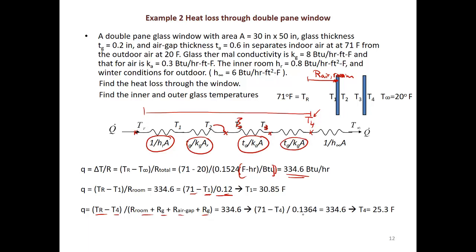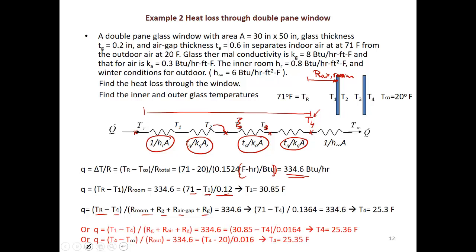If you want a shorter way, then you could have simply not even used this one, the last one, T4. I'm going to only consider between here and here, T infinite and T4, so that's this section right here. So T4 minus T infinite, or T outdoor, divided only by the outdoor resistance. So whatever subscripts you use, those two terminal temperatures, you're going to divide by the included resistances, and it should give you almost the same answer as you see here.